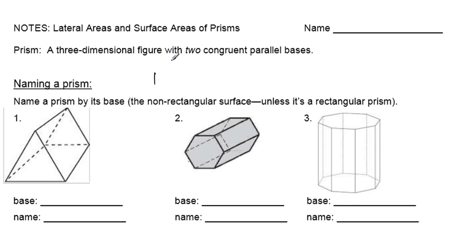Okay, the following section is on prisms, finding the lateral area, surface area, and then volume of prisms. A prism is just a three-dimensional figure with two congruent parallel bases. So when you're naming a prism and when you're finding the perimeter of the base or the area of the base, your job first is to identify what the base is. The base is going to be the non-rectangular figure of the prism. So in example number 1, the base would be the triangle.